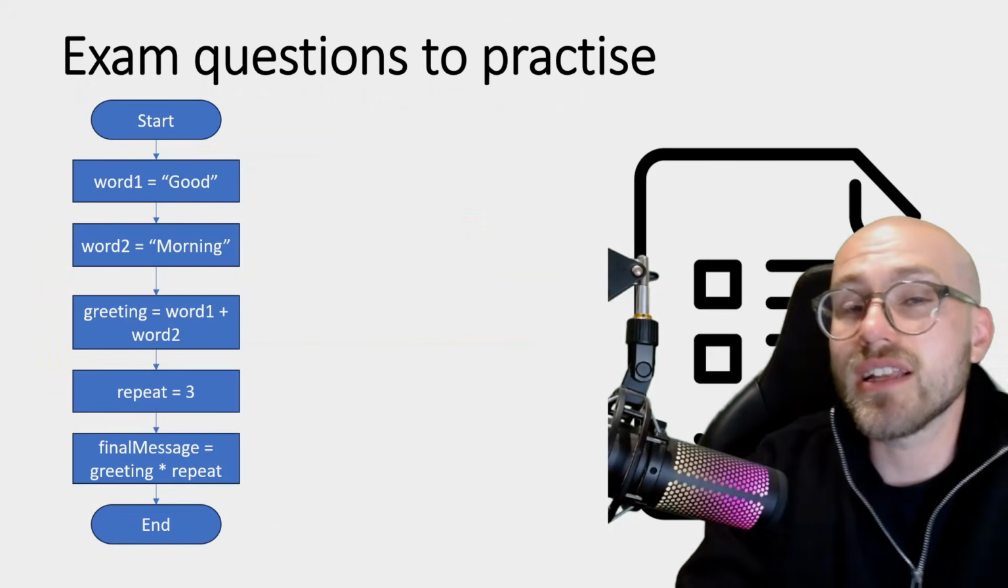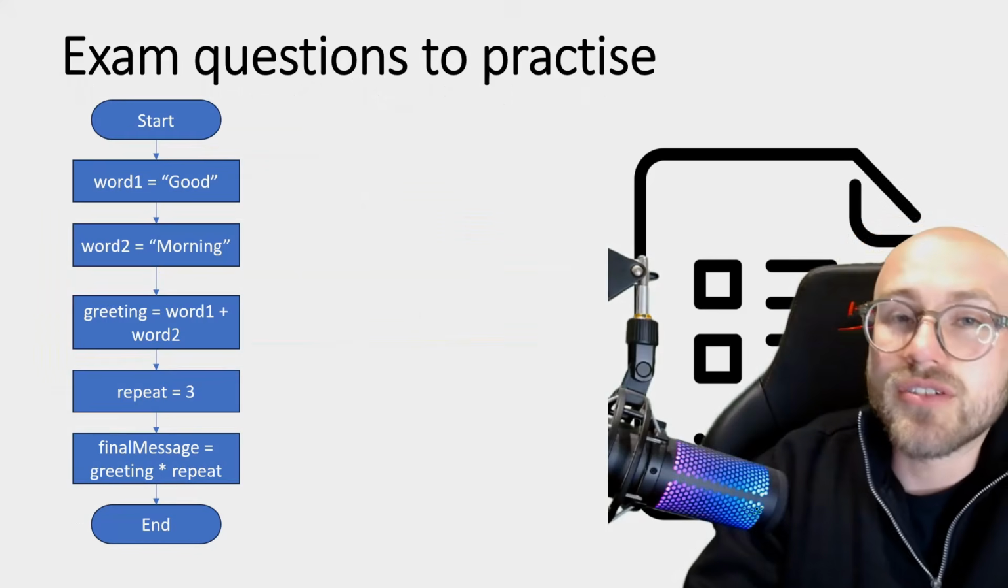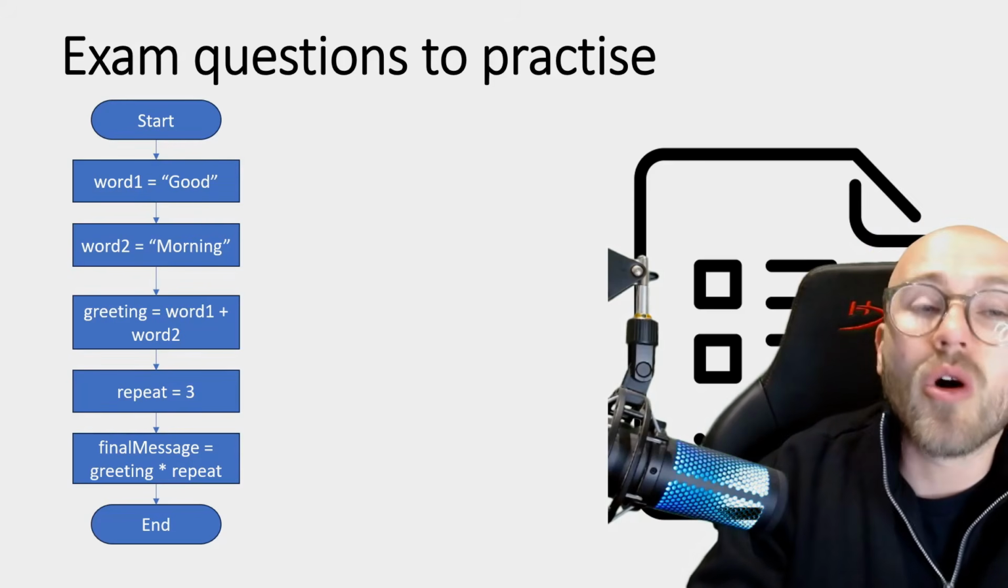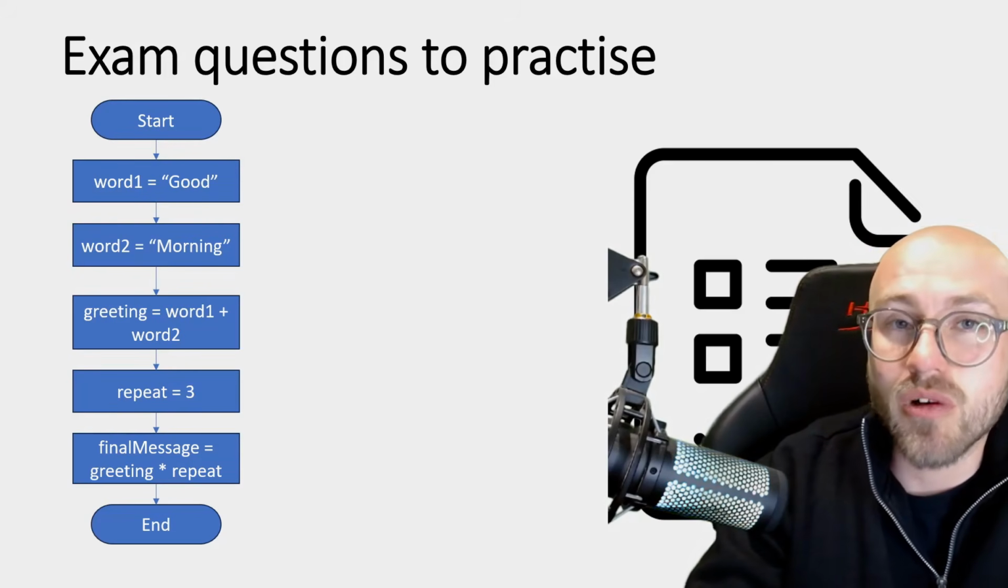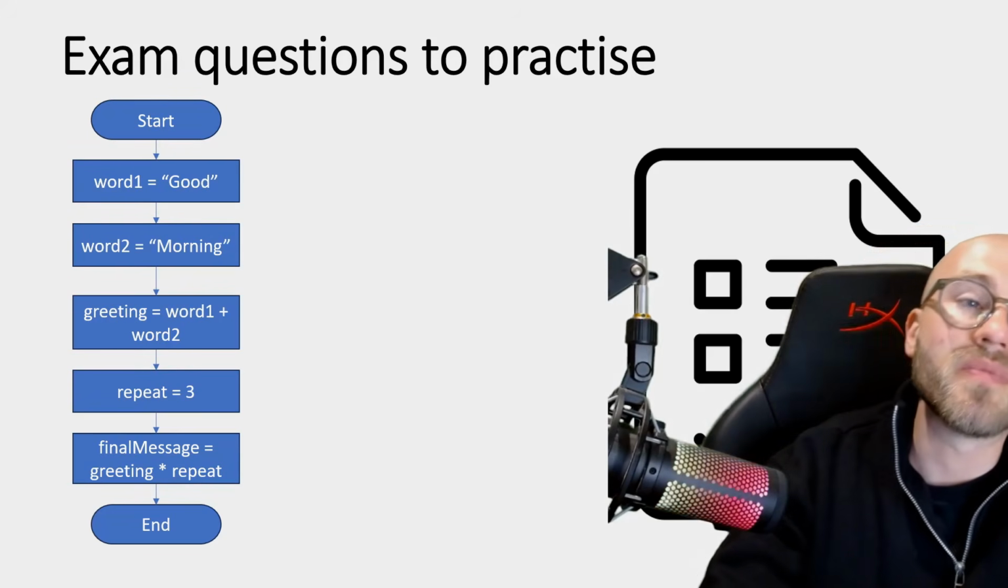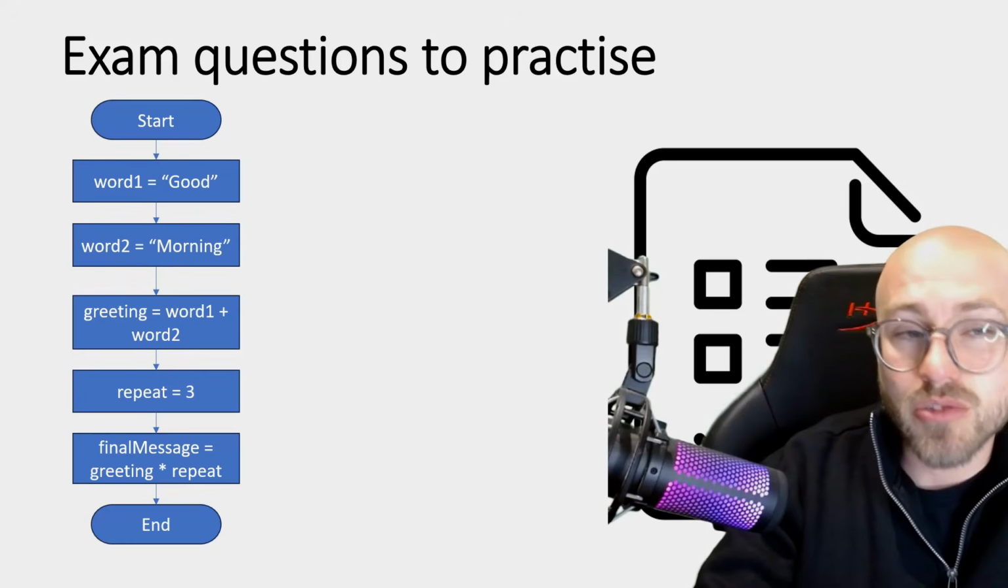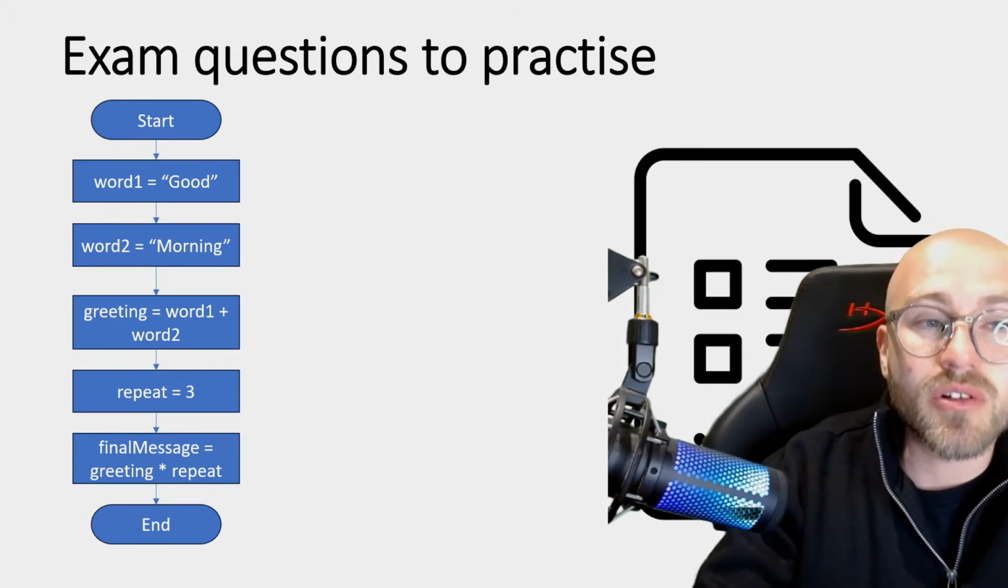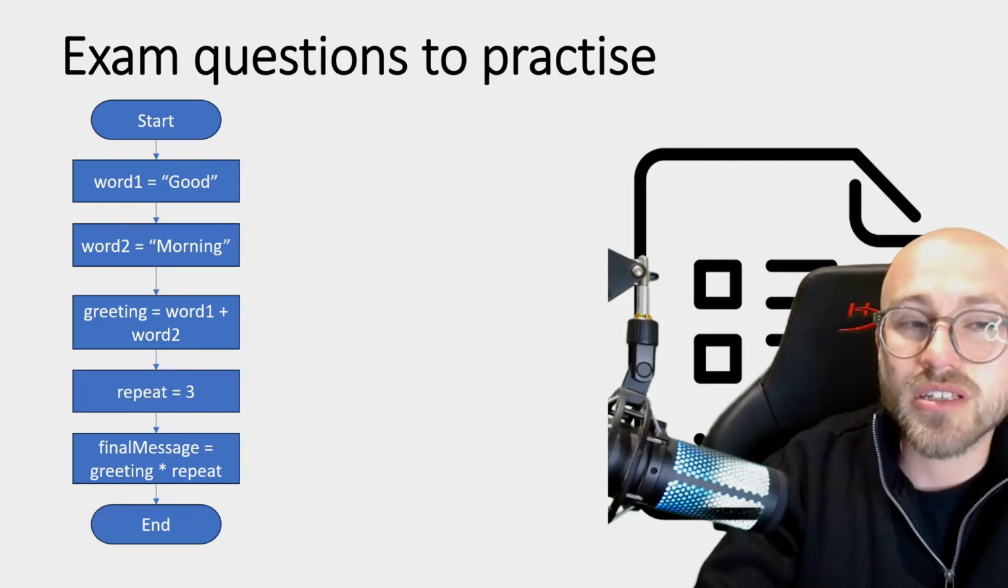If you were interested, let's look at the flowchart version of that. Now, interestingly, unlike before, this has got pretty much all process symbols, compared to our earlier example where we didn't see one. So to begin with, we've got word 1 equals good, which is going in a process symbol. Word 2 equals morning in a process symbol.